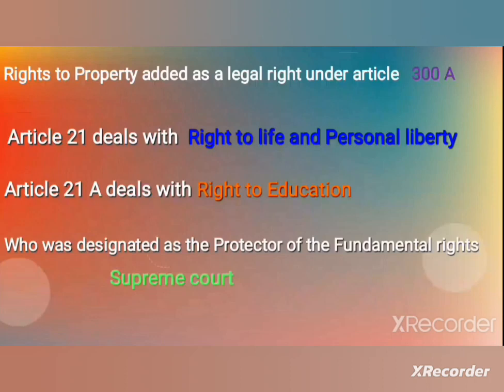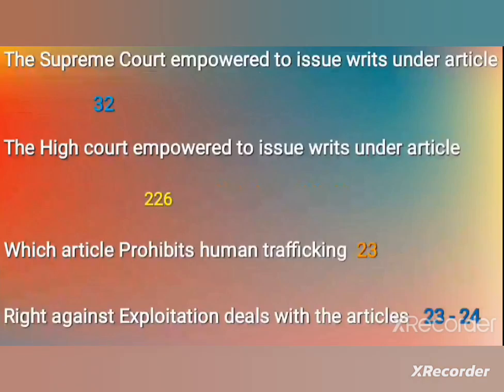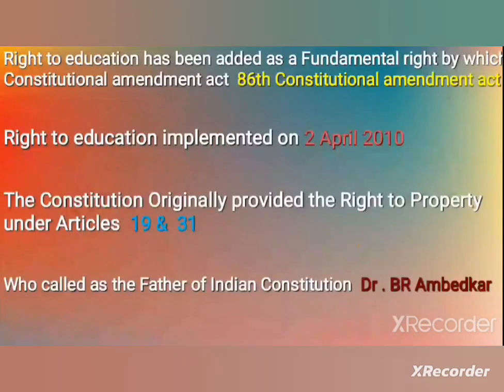Who was designated as the protector of the fundamental rights? Supreme Court. The Supreme Court is empowered to issue writs under Article 32. The High Court is empowered to issue writs under Article 226. Which article prohibits human trafficking? Article 23. Right against exploitation deals with Articles 23 to 24.